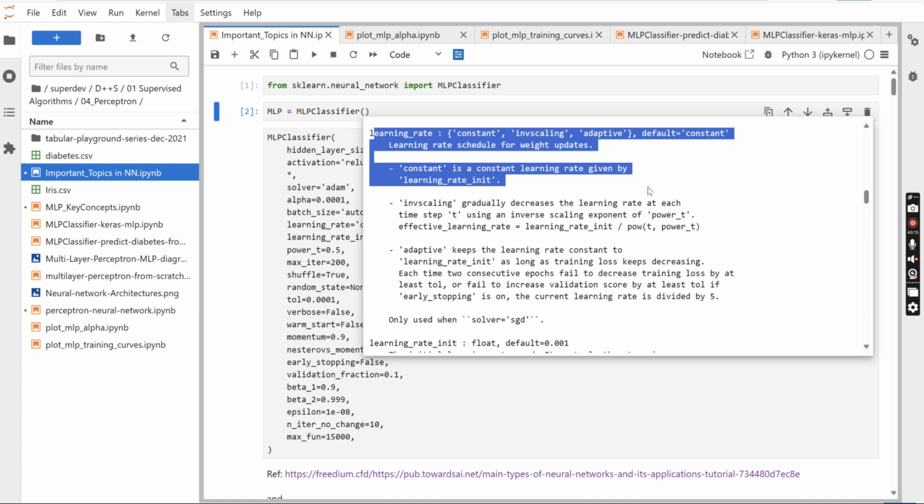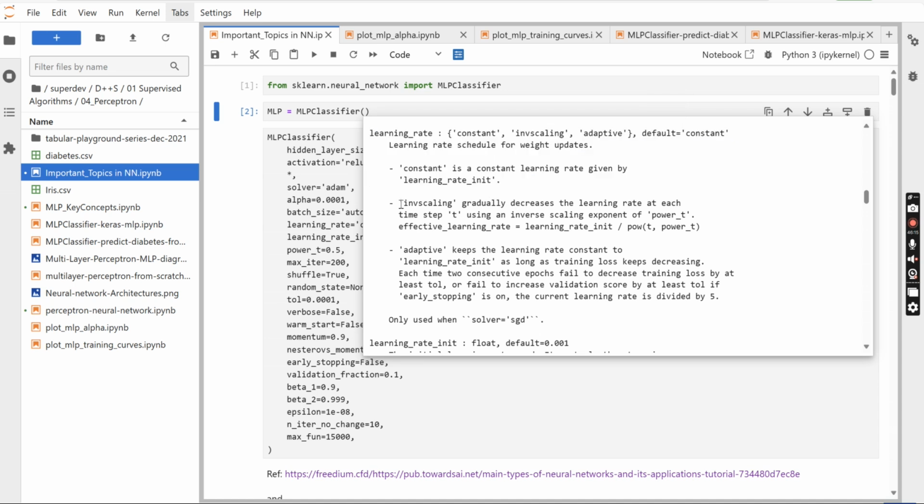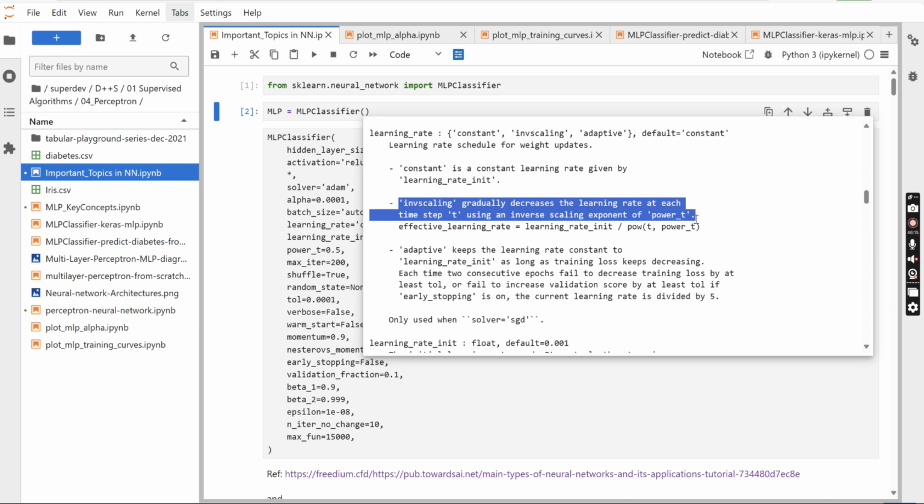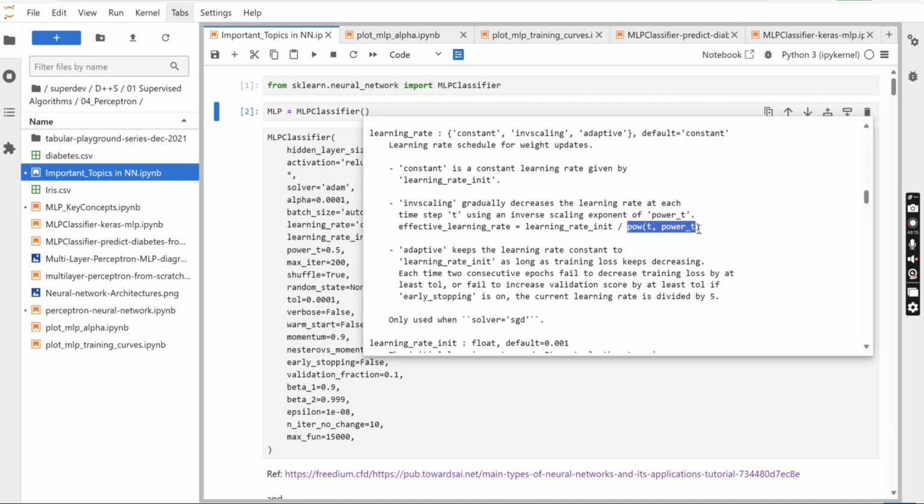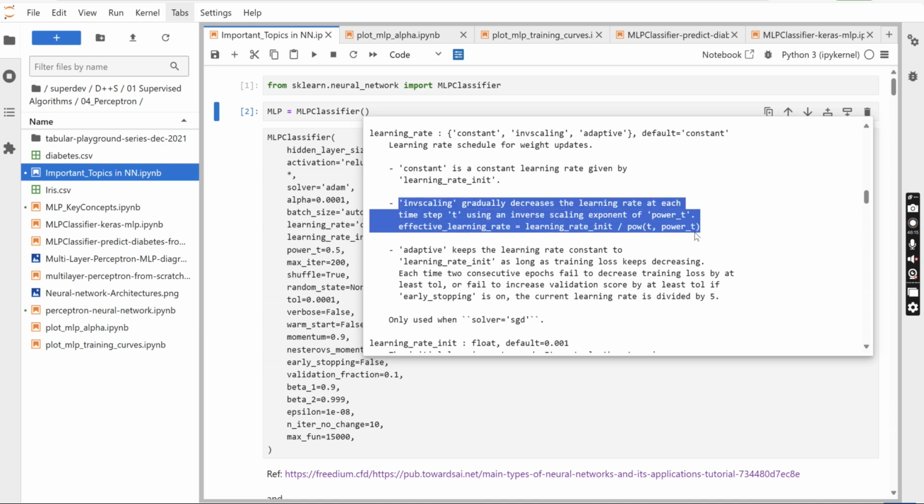Constant means a constant number. Inverse scaling means gradually it will decrease. For each step it takes, it will start to decrease using an inverse scaling exponent of power. Don't worry about all this terminology if it sounds too complex. For you, just understand, in the denominator it is using a power function, so that it will decrease the numerator in steps. Initially, for the first step the numerator will be very big, in the next step the numerator will be small, and the next step even smaller, then further smaller, and so on. So that is inverse scaling.